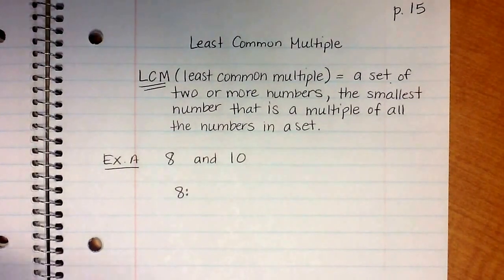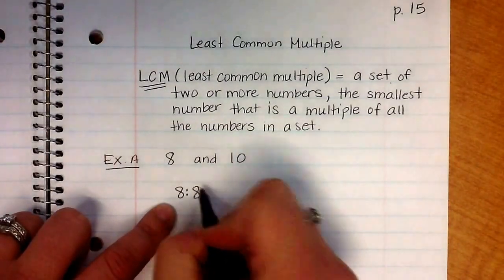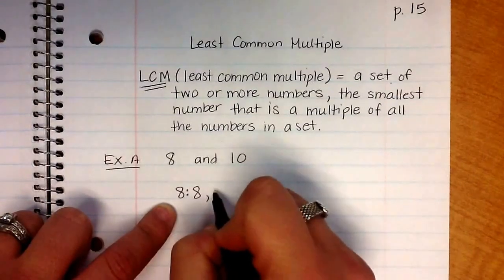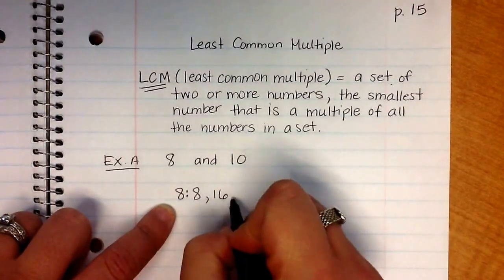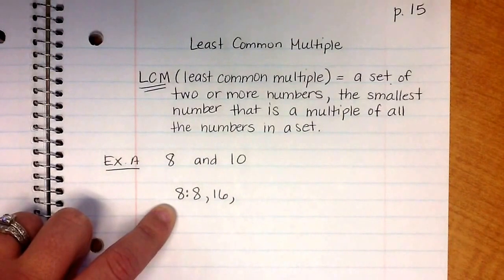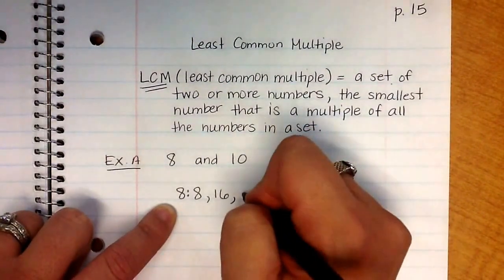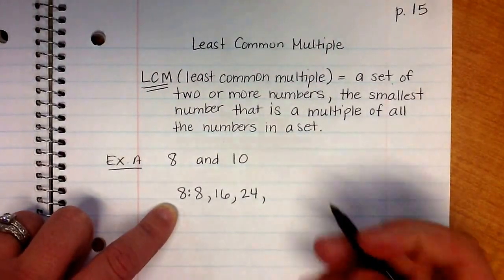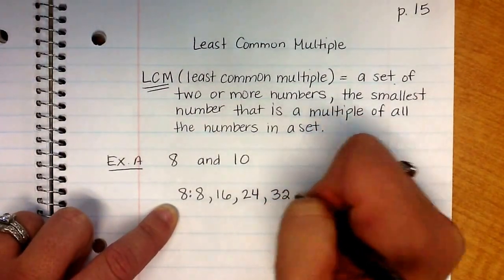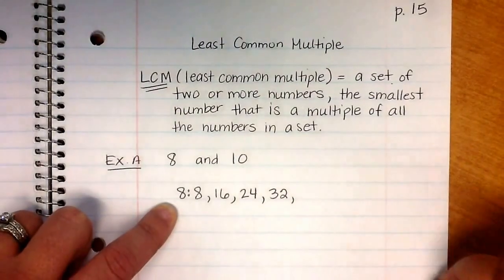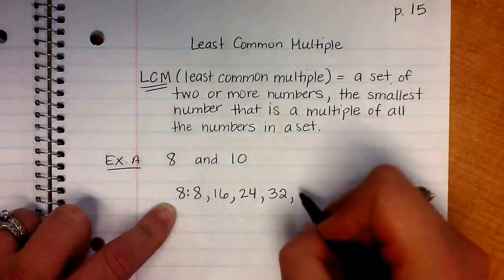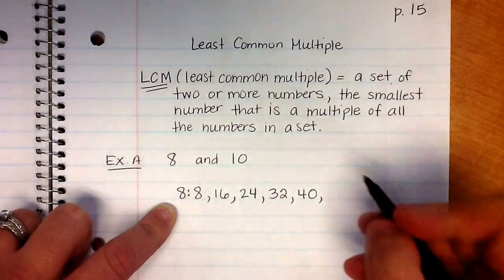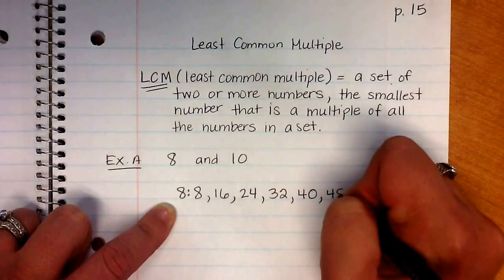So I say to myself, okay, 8 times 1 is 8. I'll write that down. 8 times 2 is 16. 8 times 3 is 24. 8 times 4 is 32. And I keep going. 8 times 5 is 40. 8 times 6, 48.